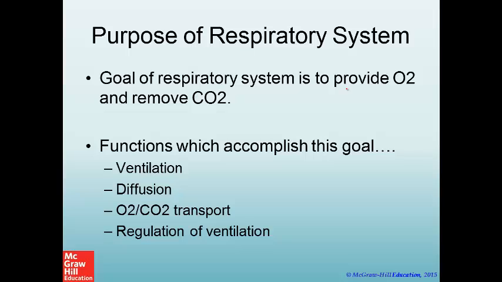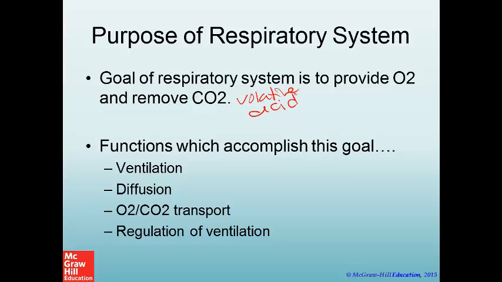So the purpose of the respiratory system is to provide oxygen to the cells and to the cardiovascular system, which will transport that oxygen to cells, or remove CO2. Now, by far, the most important thing that the respiratory system does is get rid of CO2. CO2 is a volatile acid. It is a byproduct of cellular metabolism.